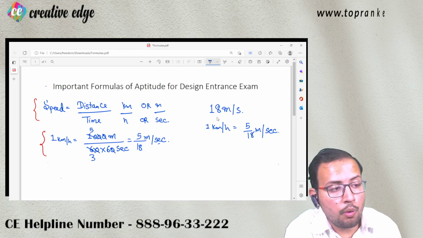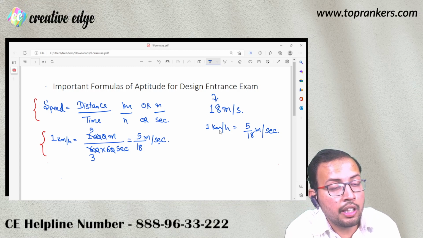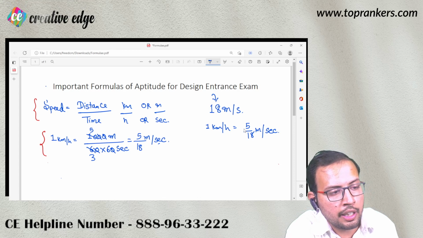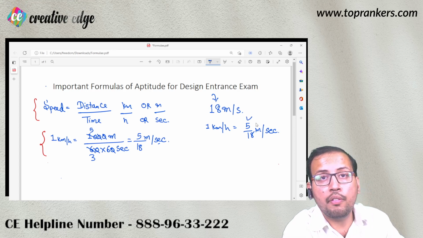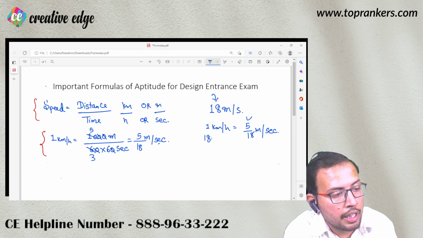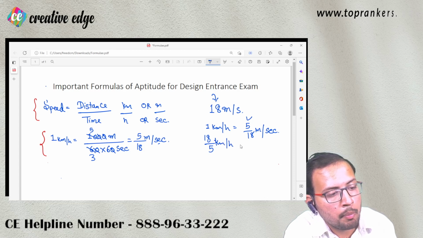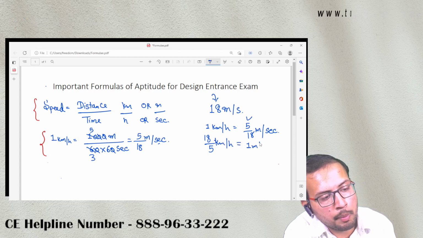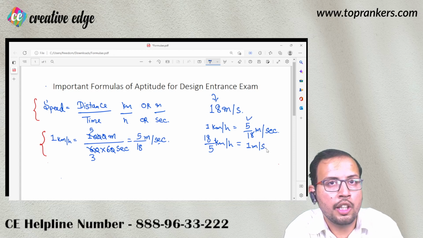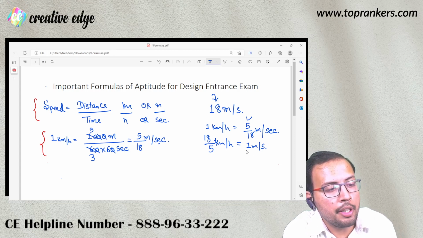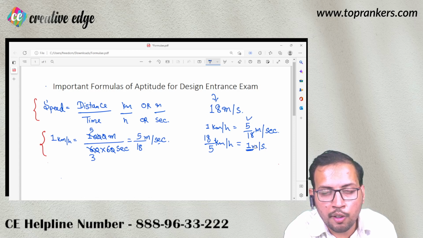But if I wish to find out what is 18 meter per second in kilometer per hour, what I need to do is take this 5 by 18 to the left hand side. So it will become 18 by 5 kilometer per hour. It is 1 meter per second basically. Now in the right hand side, you can see that you have 1 meter per second, but we do not want to find out the value of 1 meter per second.